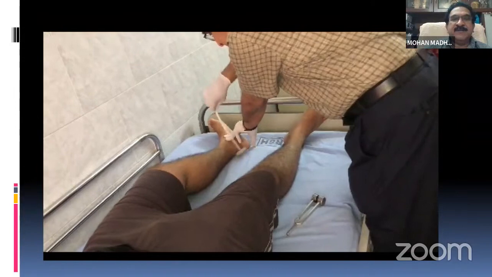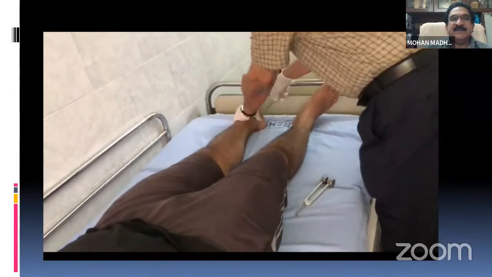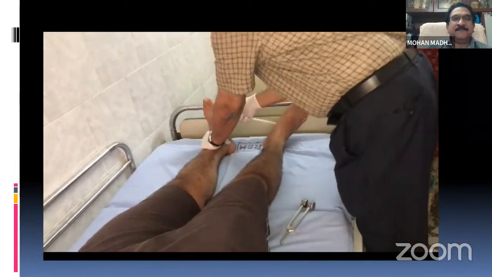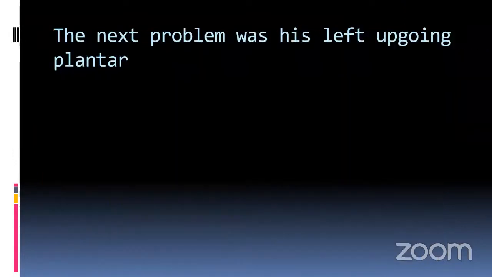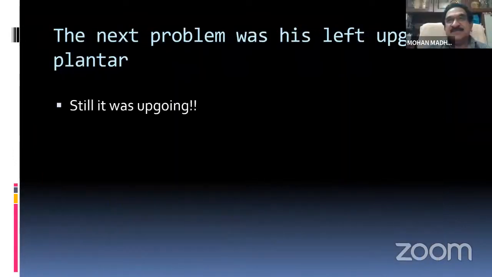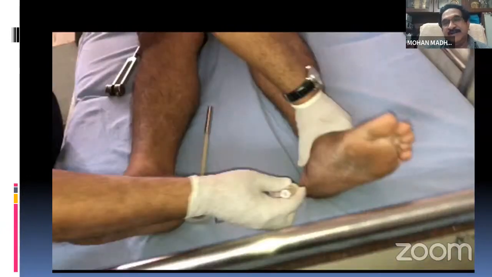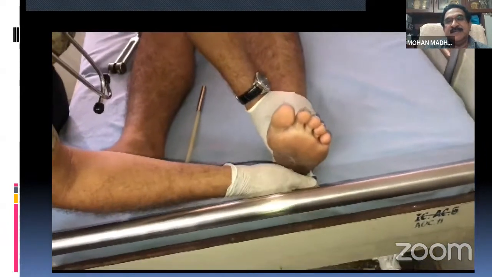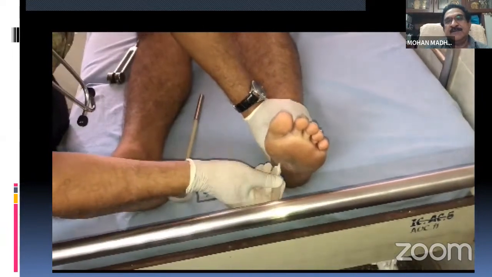I was talking to him continuously to divert his attention. I told him he's a super individual guy. The next problem, what did he do? Still it is upgoing. So what I did was, see, this is what I did. I trimmed the lateral part and remained the stimulus at that point. It's upgoing. They're all still upgoing.